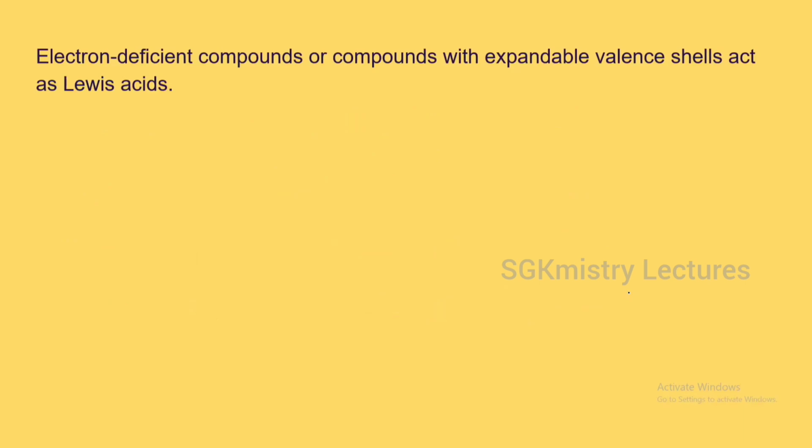Next, coming on to the electron deficient compounds, or the compounds in general, in which the central atom can expand its valence shell, right? So they can also behave as Lewis acids. Let us take the example where we have BF3. We can also talk about AlCl3, or you can take the example of GaBr3, etc. These compounds have a tendency to accept the electron pair so that they can complete their octet. We can take the simple example of BF3 to understand this better.